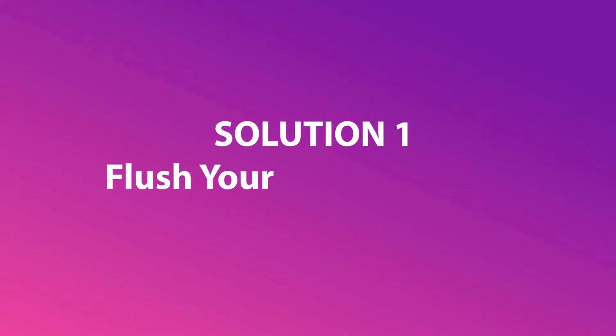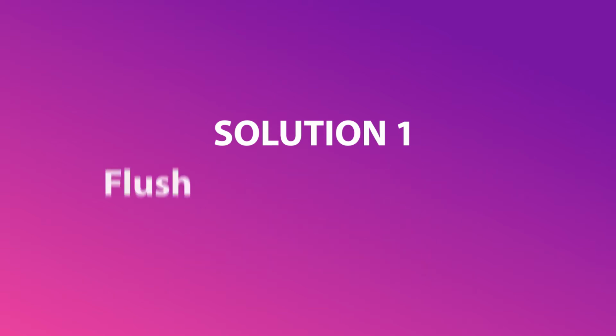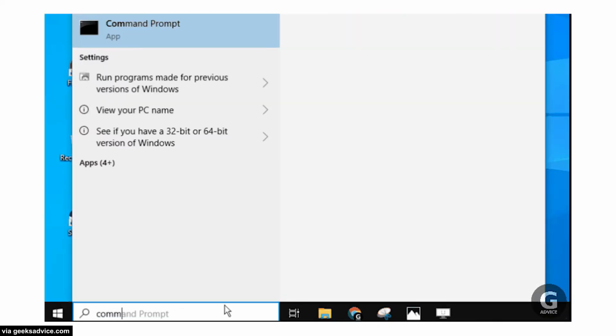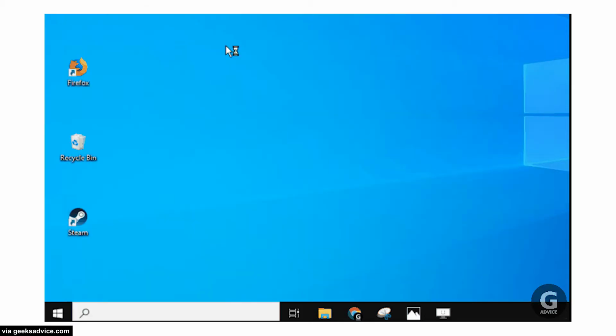Number one, flush your domain name system records. Flushing your DNS involves deleting temporary data from your computer. That way, the next time you try to access that problematic URL, it'll make a completely new request and re-authenticate. The process for flushing your DNS varies from one operating system to another.